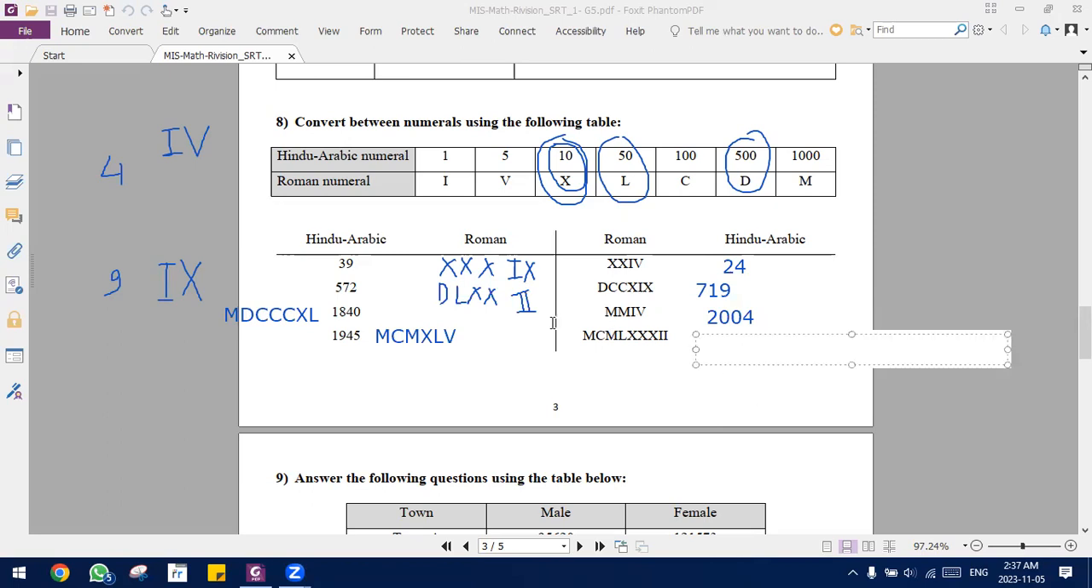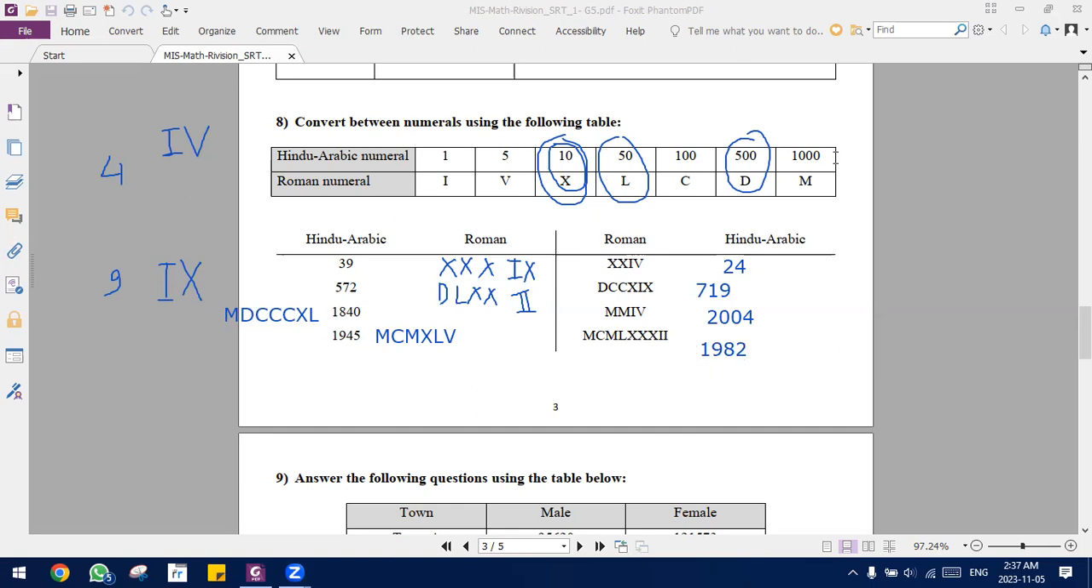Last one, we have M, which is 1000. And then C, 100. Sorry, C is 100 again. C is 100, M is 1000. So this is 1000 minus 100, which makes 900. So 1900. Now we have L, which is 50. And after that, there is XXX. 50 and 30 is 80. Then we have double I, which is 2. 1982.